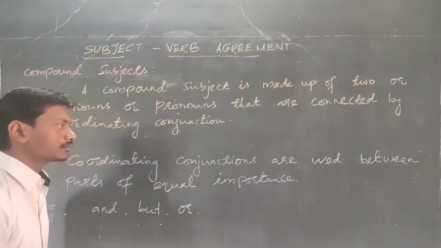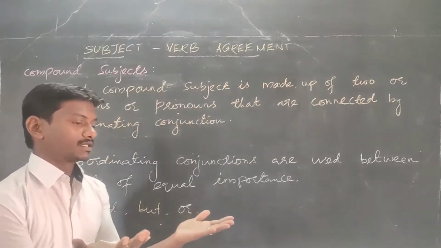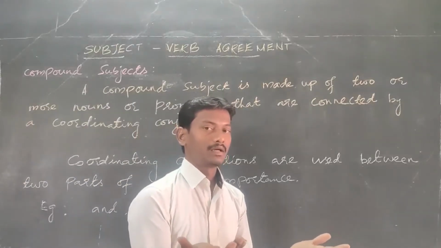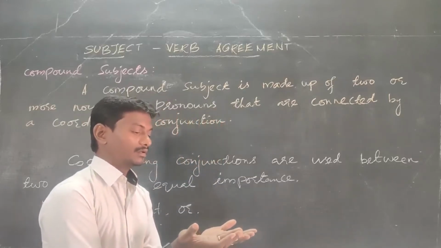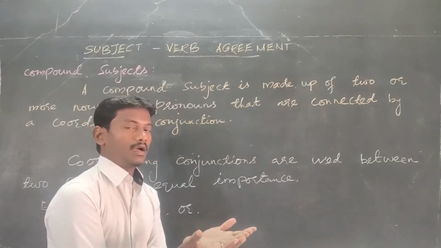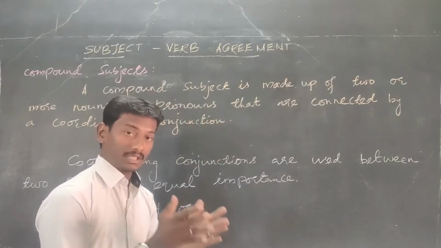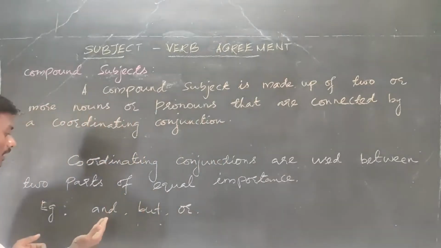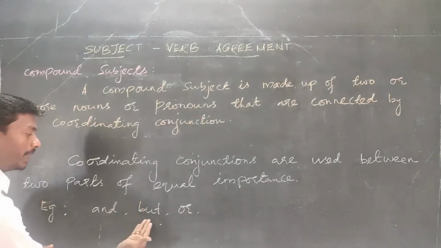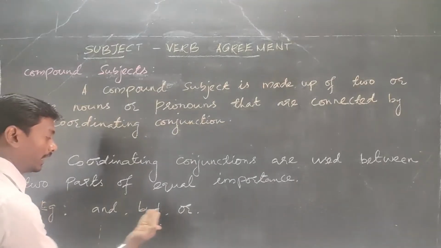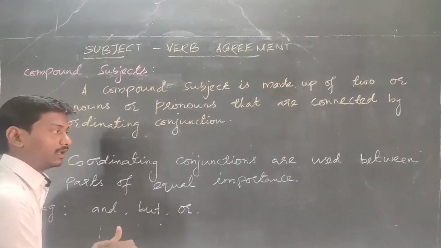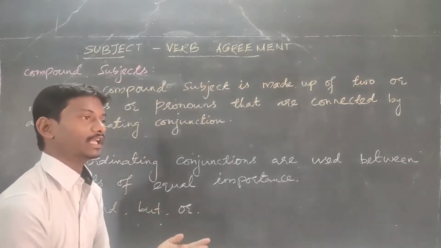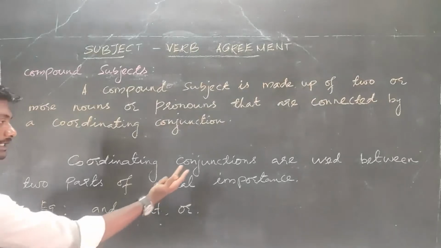Okay? If there are two sentences, in between them a coordinating conjunction will appear. That is, and, but, or. Any one coordinating conjunction will be there in between. It is called a coordinating conjunction.